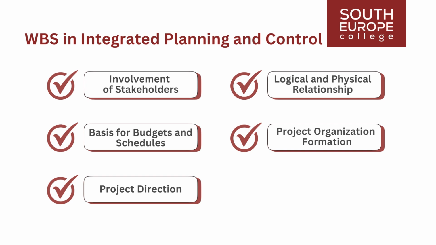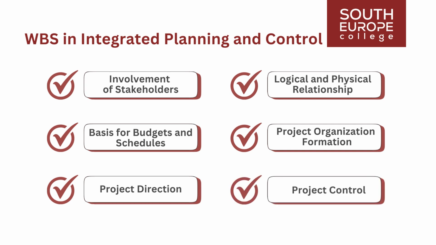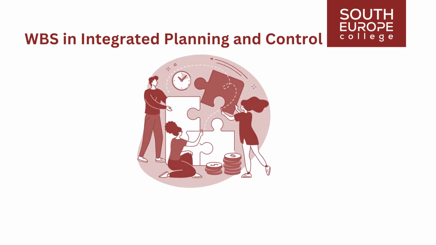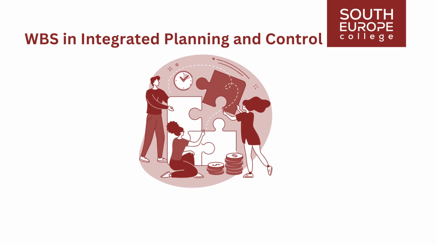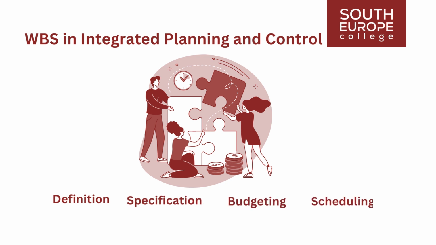Project control. Control of work packages is central to project control. During project execution, the work completed for each package is compared to the scheduled work. Similarly, actual expenditures for each work package are compared to the budgeted costs. Variances in schedules and costs for the work packages determine the overall schedule and cost variances for the entire project. An integrated project plan embodies a systems approach to management, recognizing that a project is a system of interrelated work elements, each requiring definition, specification, budgeting, and scheduling.